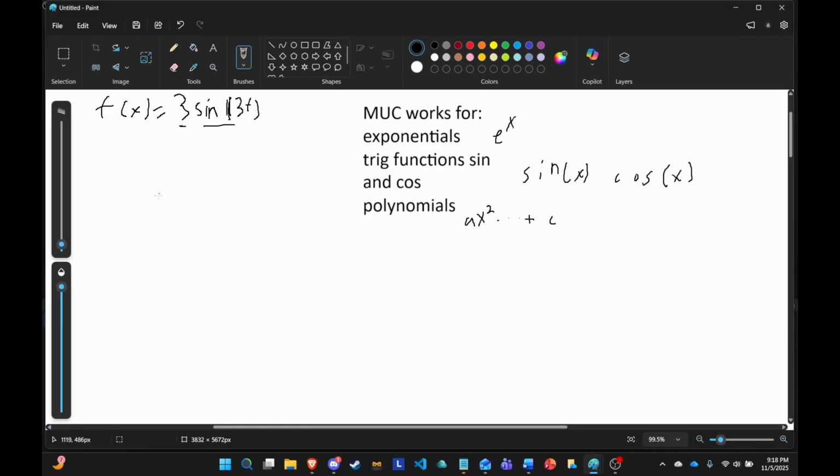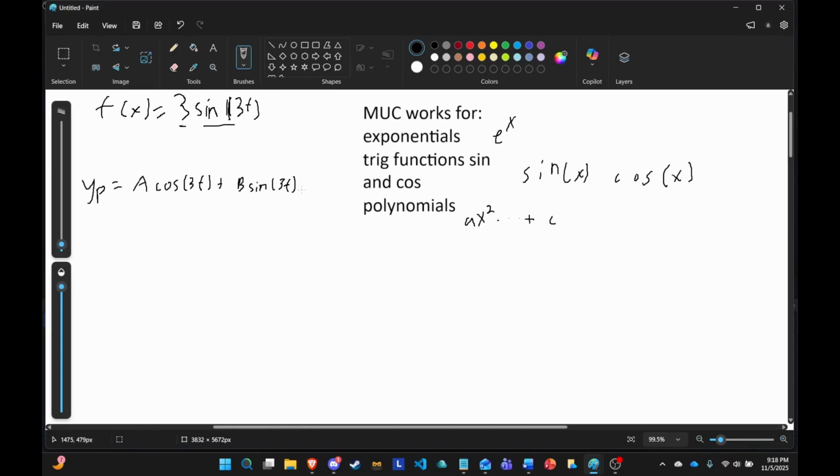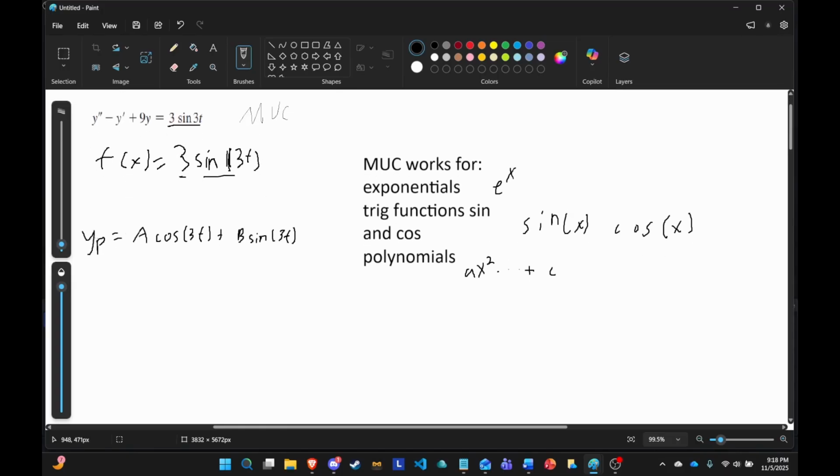And so, let's get into that. First, we're going to want to write a guess for our particular solution. We see that it has a trig function inside it, so it's going to need to take the form of a cosine of 3t plus b sine of 3t. The reason it is this way is because we're about to take the derivative of this particular solution, and once we do that, we can plug it back into the original equation and figure out what a and b are. So let's do that.